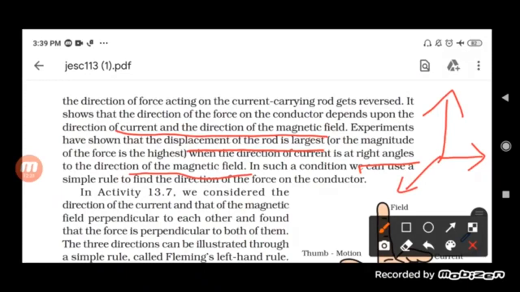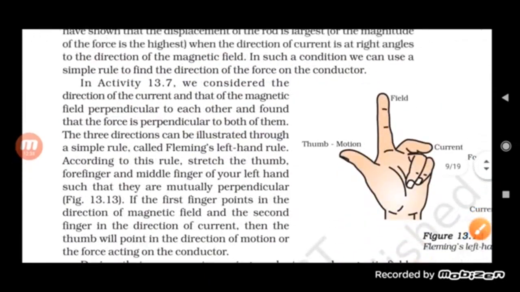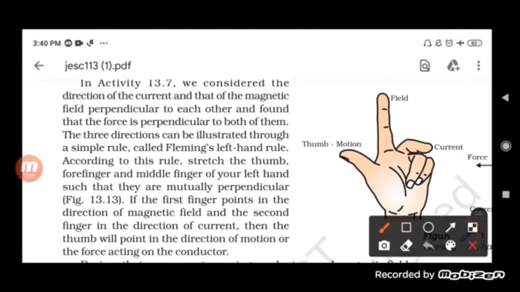So suppose here we consider that the direction of the current and that of the magnetic field are perpendicular to each other, and we find that the force is perpendicular to both of them. Then the three directions can be illustrated with the help of Fleming's left hand rule. So suppose, students, here we have taken the magnetic field. We said that the displacement will be maximum when the direction of the current and the direction of the magnetic field are both perpendicular to each other.